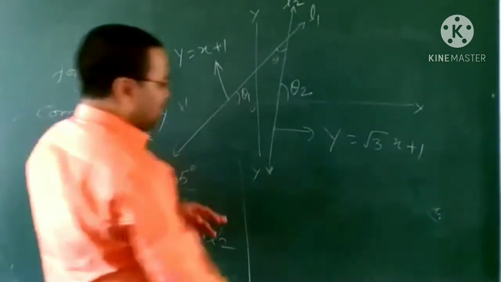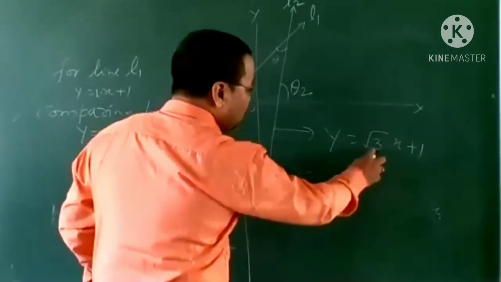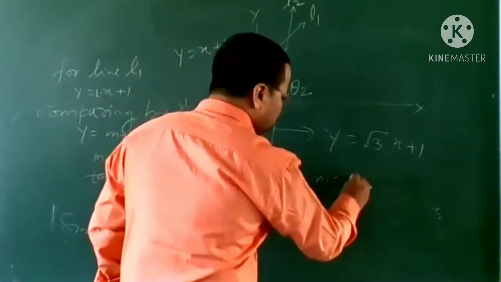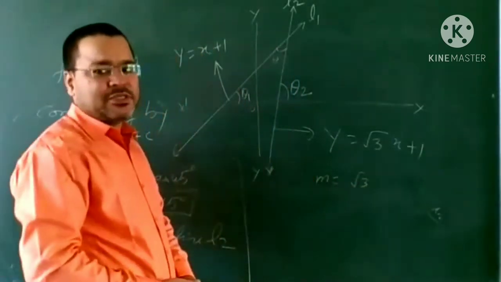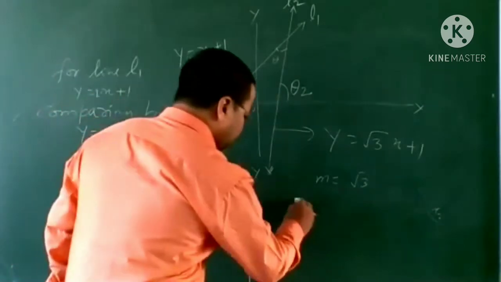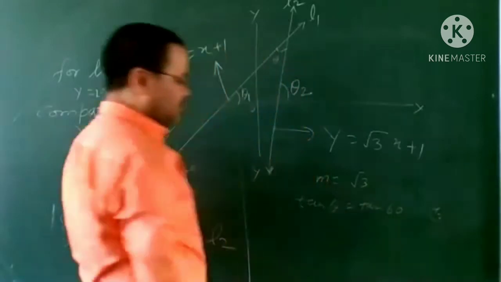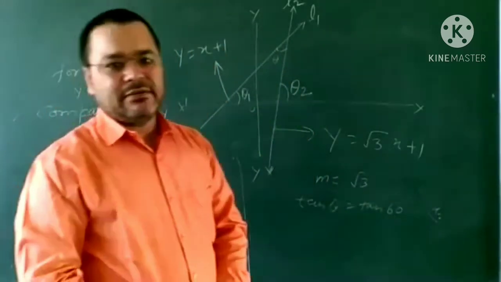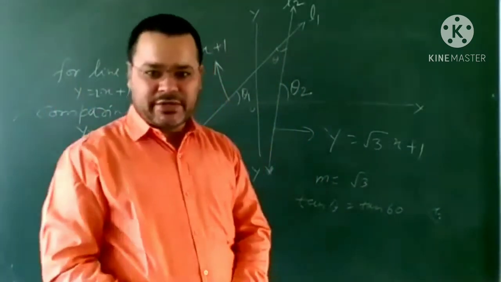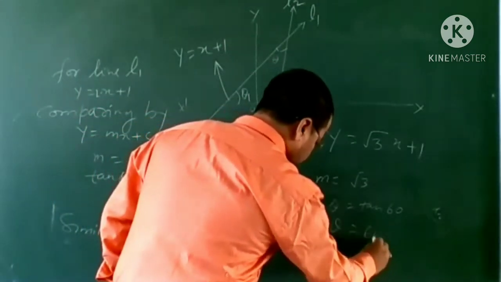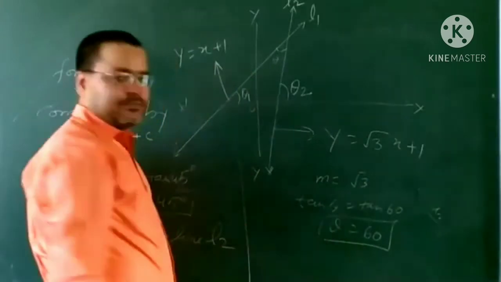Then if we compare here, y is equal to root 3 x plus 1, we find that m is equal to root 3. So here tan theta is equal to what? Tan 60. Because the value of tan 60 is equal to root 3. So in that case, theta will be equal to what? 60 degree. Theta will be 60 degree.